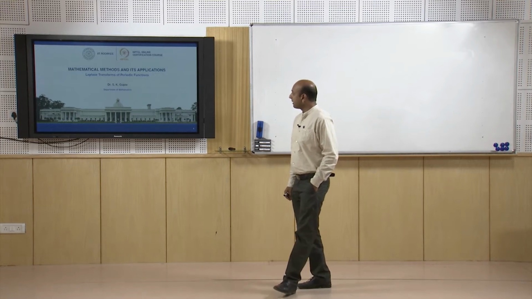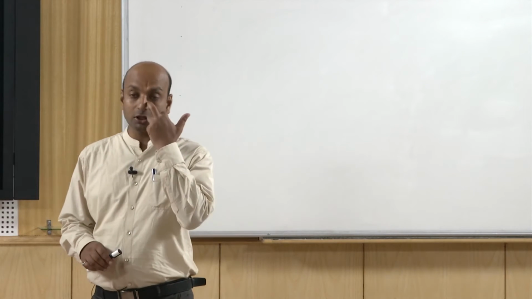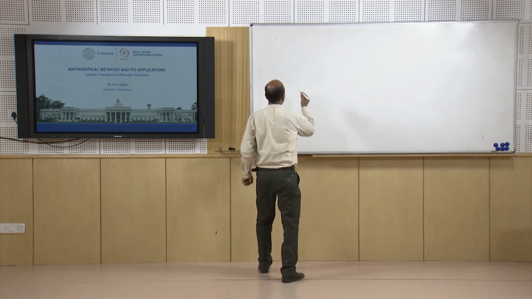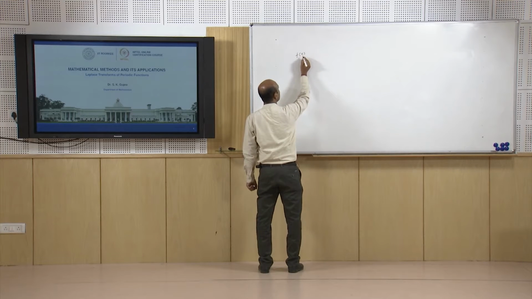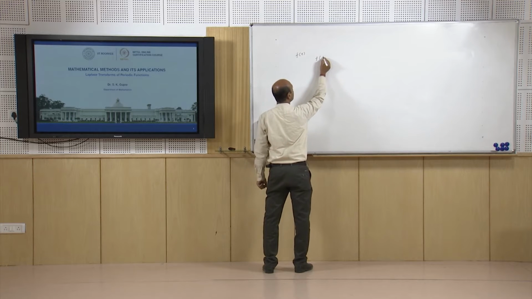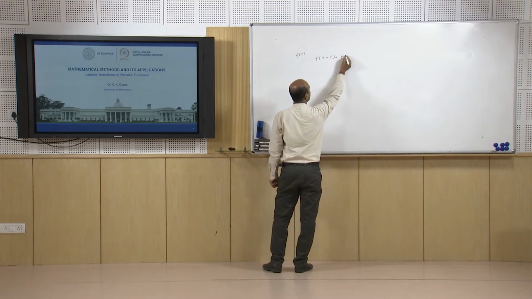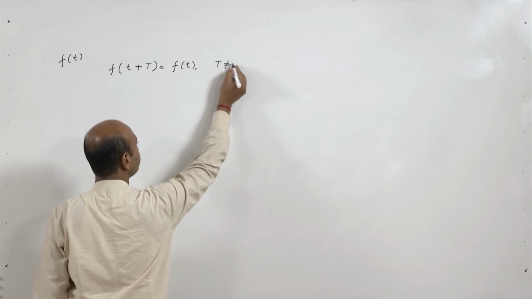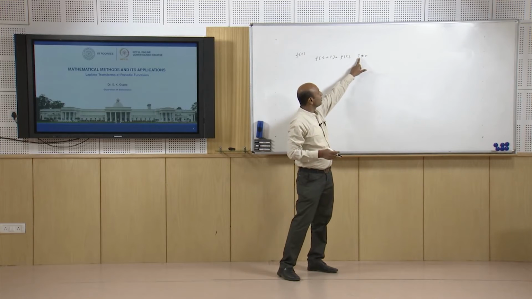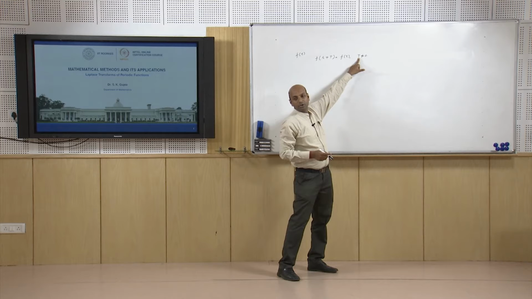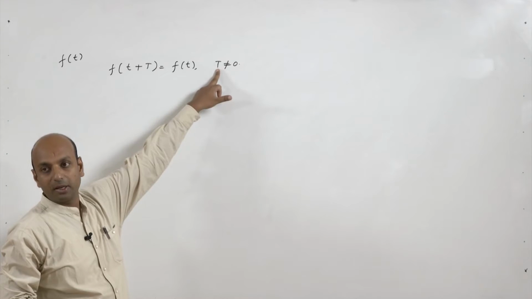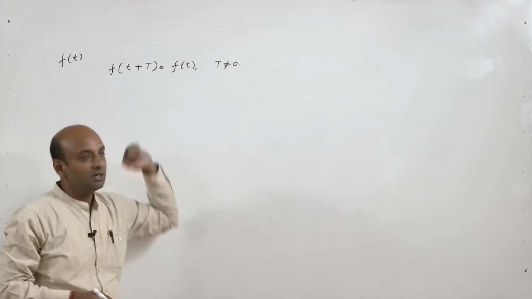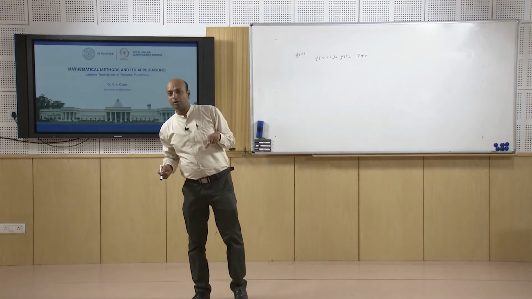Now in this lecture, we will see Laplace transforms of periodic functions. So we already know periodic functions. Periodic functions are those functions which repeat after some t. That means a function f(t) is said to be a periodic function if f(t + T) = f(t) and T is not equal to 0, and that is the smallest positive real number such that f(t + T) = f(t). Then we say that capital T is a period of the function f.